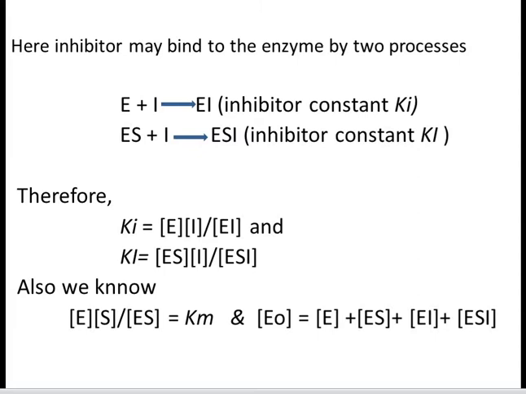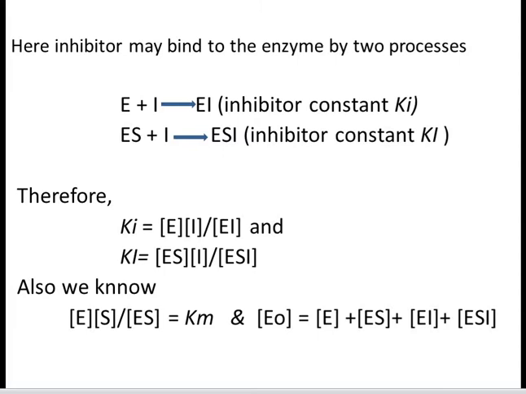There are two processes by which the inhibitor may bind to the enzyme. In one case, E plus I gives EI, where the inhibitor constant is K small i, and in the other process, ES plus I gives ESI, where the inhibitor constant is K capital I. Therefore, K small i is equal to concentration of E into concentration of I divided by concentration of EI, and K capital I is equal to concentration of ES into concentration of I divided by concentration of ESI.